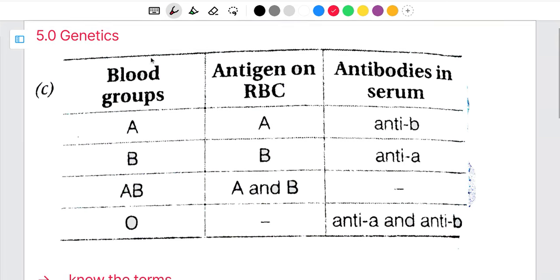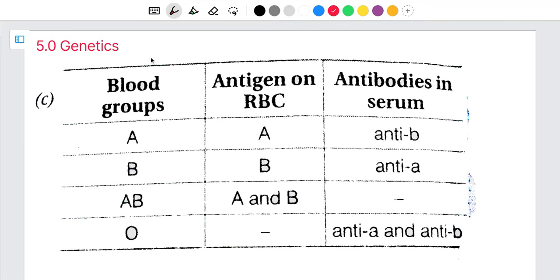So the next topic is genetics. Actually, this one here has been already done for you. So here, we have the antigens on the red blood cell. Another function of the red blood cell is that on its surface membrane is where you are going to find the antigens. These antigens are very, very important in determining the blood group or the blood type of someone.